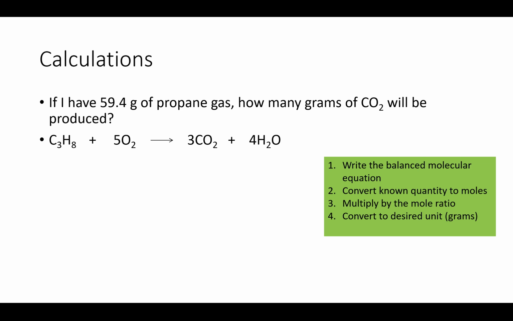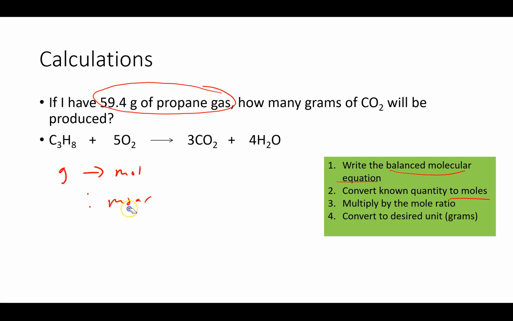So we've got our balanced molecular equation. We have our known quantity, which is 59.4 grams of propane gas. We're going to convert that quantity to moles. And you should have learned in the last lesson, if you want to go from grams to moles, you need to divide by the molar mass.